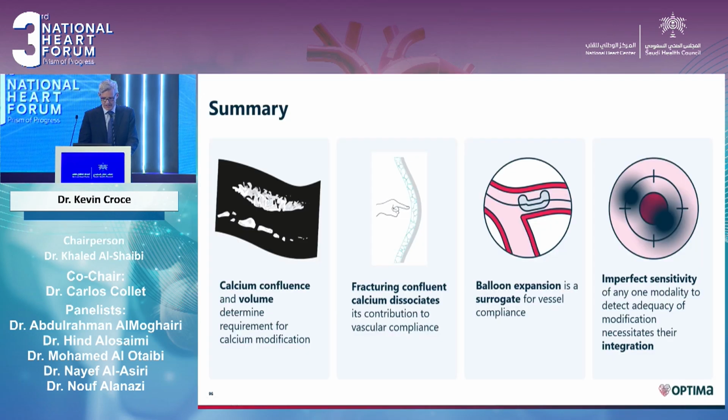So by way of summary, calcium confluence and volume determine a requirement for calcium modification. Fracture of confluent calcium dissociates its contribution to vascular compliance and allows the artery to expand. Balloon expansion is a good surrogate for vessel compliance, and we have imperfect sensitivity of any one modality to detect modification, and we need to integrate multiple things when deciding when it's time to stent.